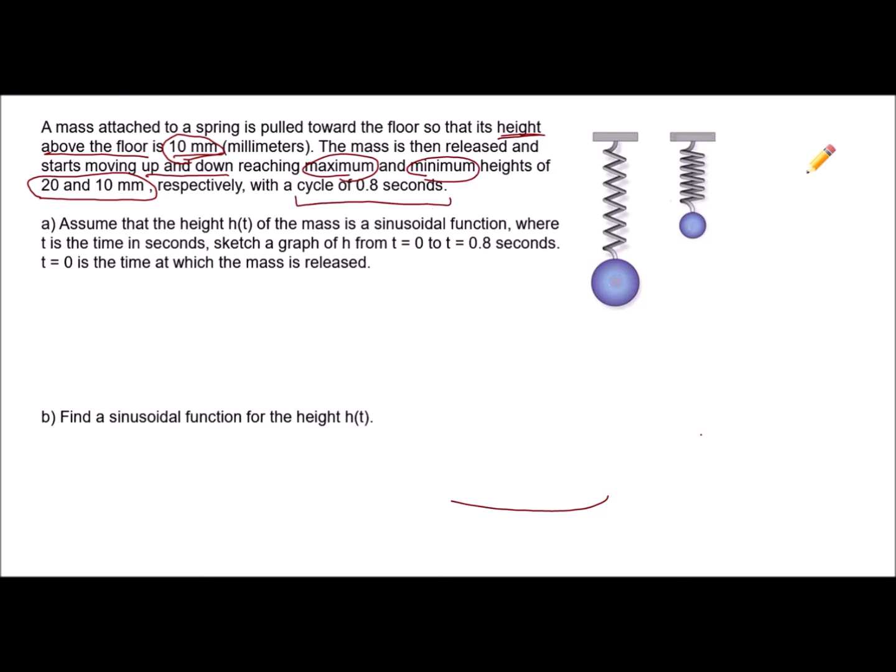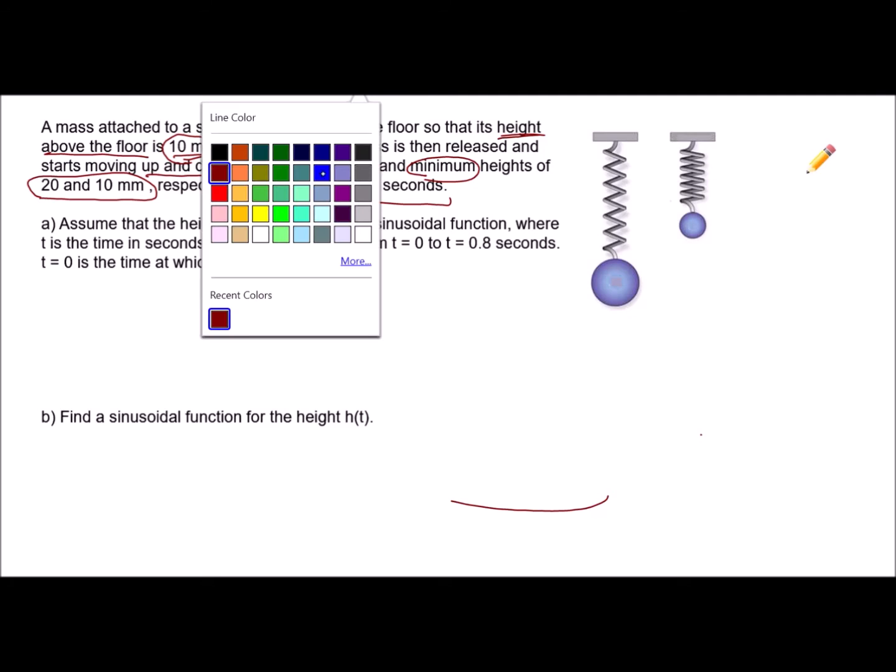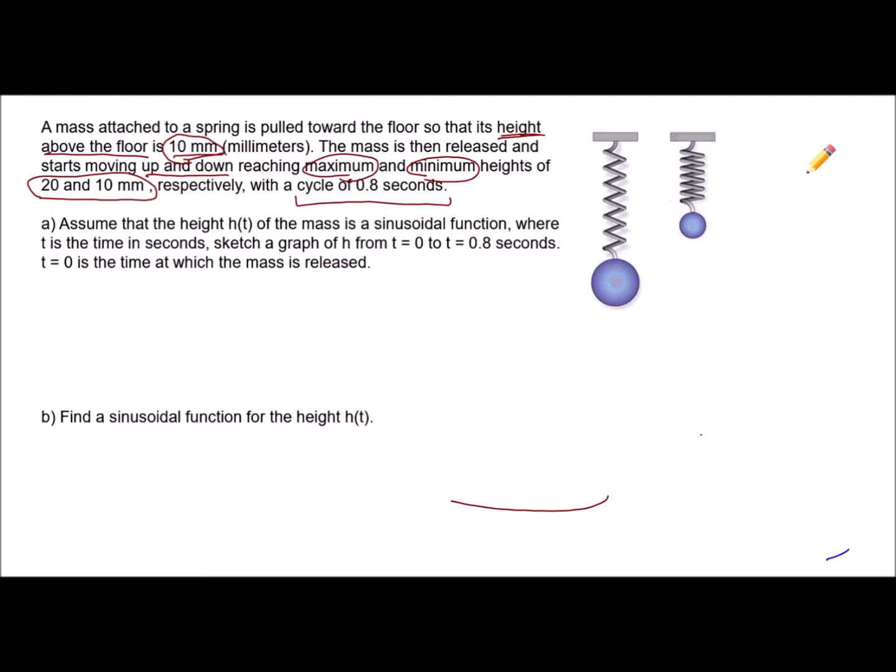So obviously important key pieces in there. Hopefully as you heard that or read through it, some words started sticking out to you, in particular maximum and minimum, and here at the end this word cycle. Okay, it says assume that the height h of t of the mass is a sinusoidal function, meaning it's either sine or cosine, where t is the time in seconds. It says to sketch a graph of h from t equals 0 to t equals 0.8. T equals 0 is the time at which the mass is released.